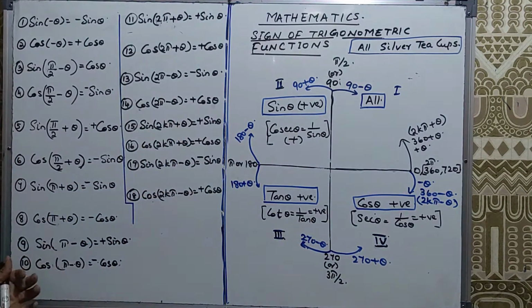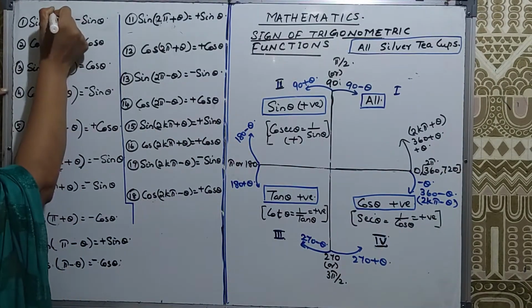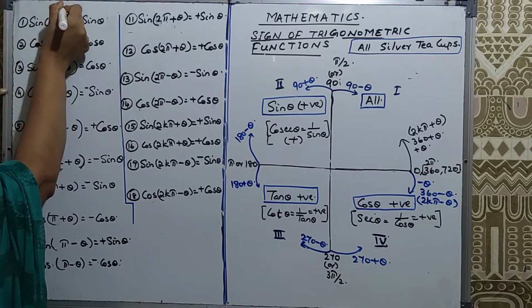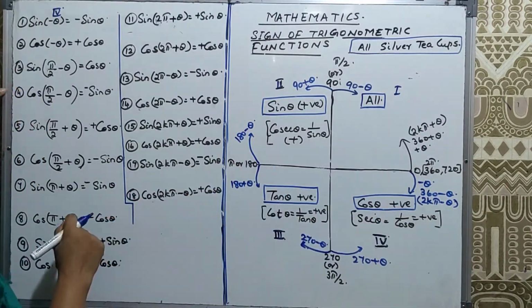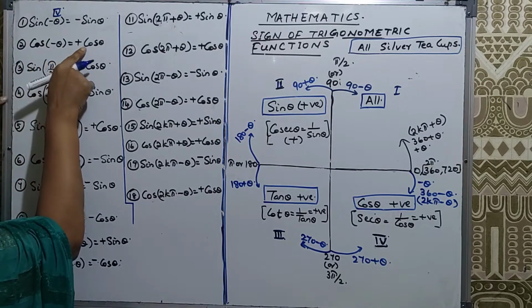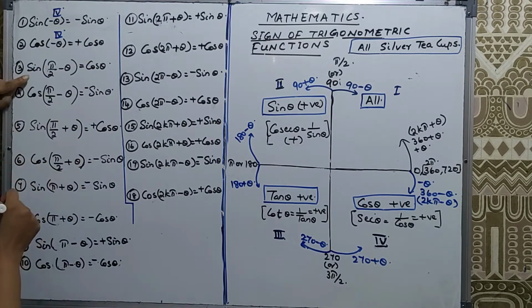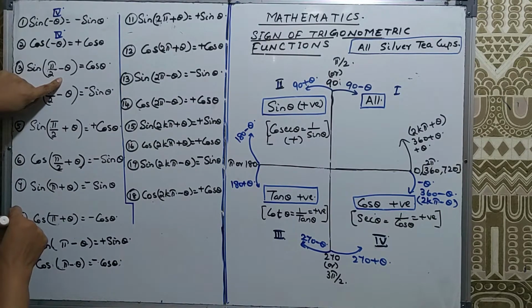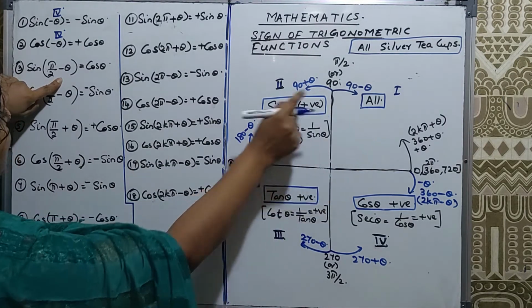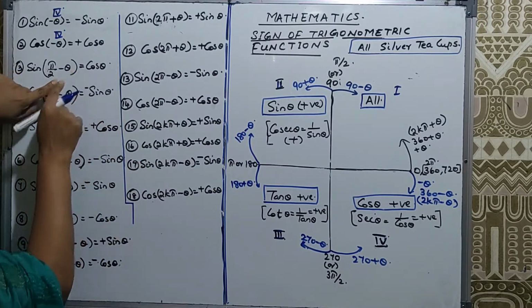So from here, sine of minus theta: minus theta belongs to quadrant 4. In the quadrant 4, only cos theta will be positive. So that means sin minus theta will be negative. Cos minus theta will be positive. It is also belonging to quadrant 4. Now sin 90 minus theta is in quadrant 1. So sin 90 minus theta will change into its complementary angle cos theta.